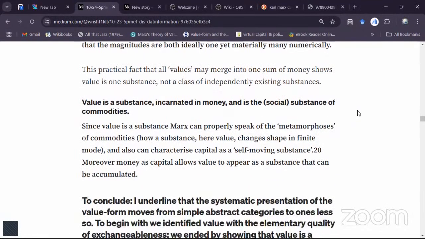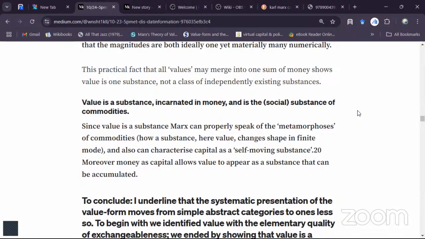We're almost at the end. Since value is a substance, Marx can properly speak of the metamorphoses of commodities and how a substance here, value, changes shape in finite mode. That is, how is something that sort of is, when it becomes finite, how it doesn't move around, and how we also can characterize capital as a self-moving substance.